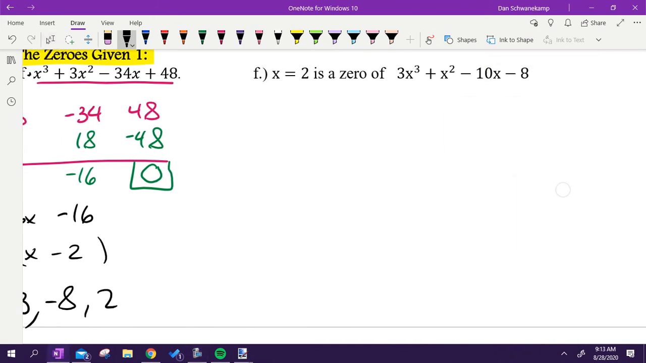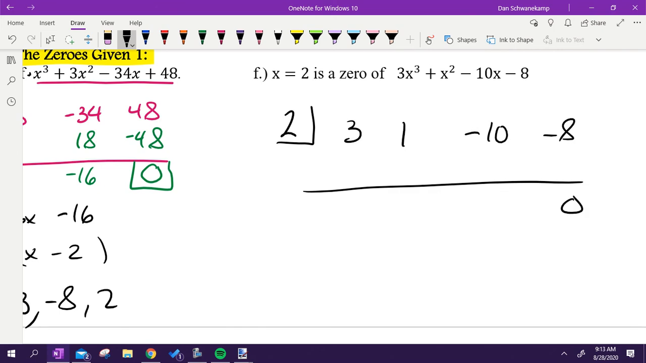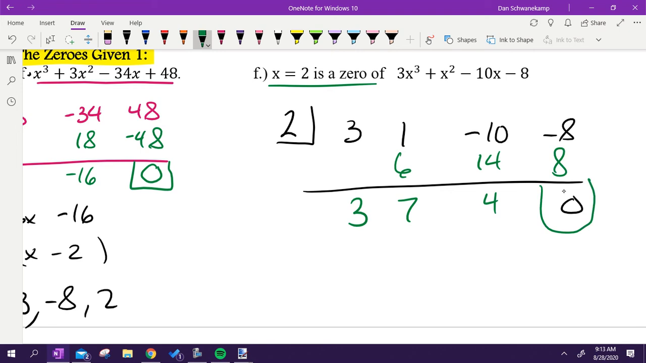Here we go. We're doing synthetic division. We're putting 2 in the box. 3, 1, negative 10, negative 8. I know I'm getting 0 in the end. There's no question. It says it is a 0. So all we're going to do is go through and set it up. 3, 6, 7, 14, 4, 8, 0. Good. Okay, as we wanted it to be. Haley, what does this mean?